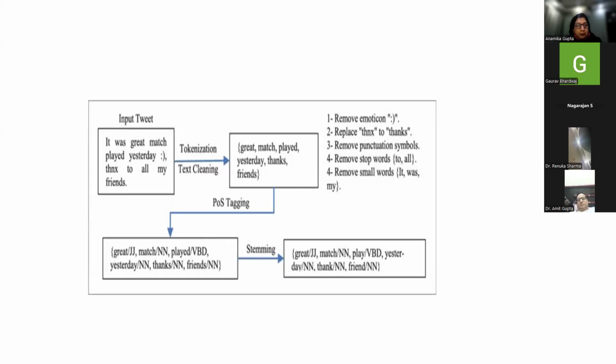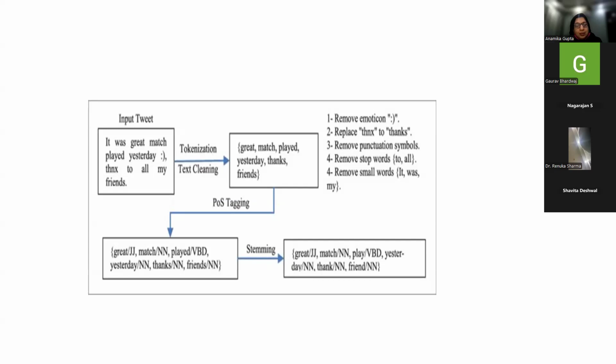Remove stop words. What were these stop words? These are very small words like prepositions, conjunctions, or articles. So we remove this, to, all. Sometimes we call some words small words, which are very small and have no relevance in the context of the text, like it, was, my. So we remove those words also. And we converted this text into tokens of words. Like great is one word, match is another word, played is another word, and so on. So this is the pool of words that we got.